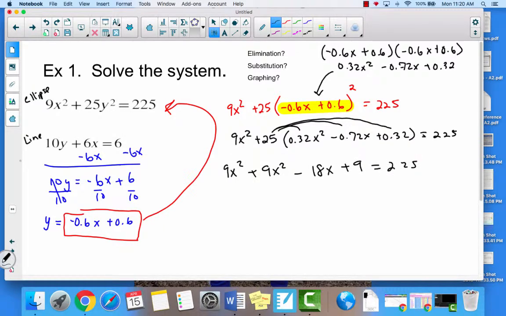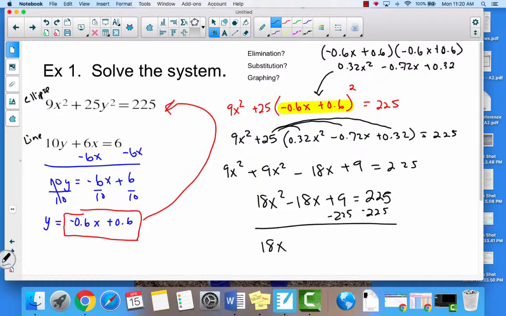Now, it won't always work out that nice, but this one does. And now I just need to combine like terms. 9x squared plus 9x squared is 18x squared minus 18x plus 9 equals 225. If you notice, this is a quadratic. There's an x squared and an x term. So what that means is I need to set my equation equal to 0. This should be review at this point of solving quadratics. That's going to get me 18x squared minus 18x minus 216 equals 0.